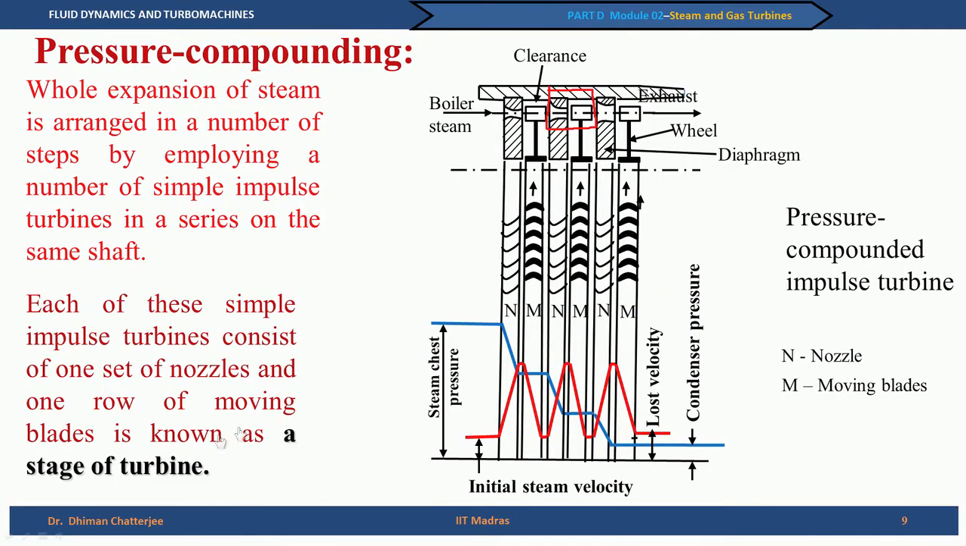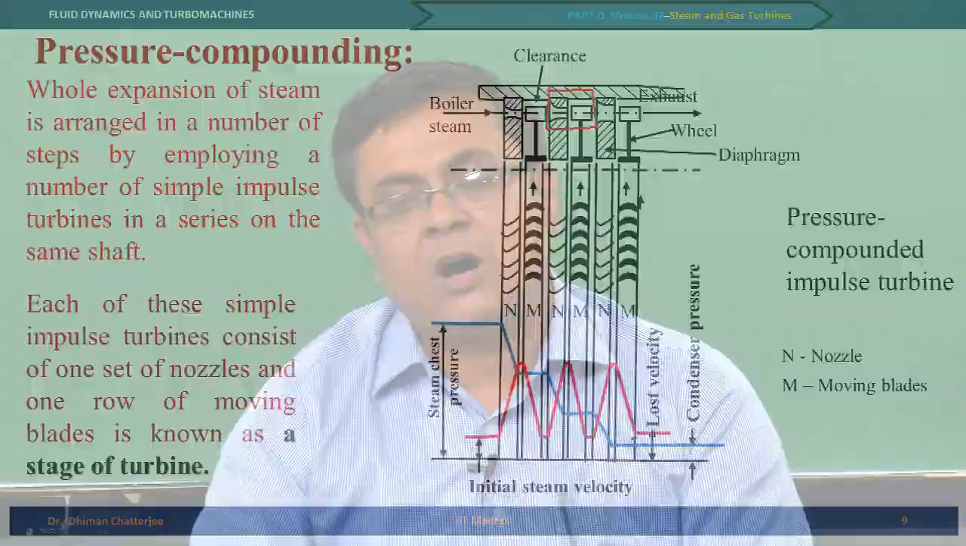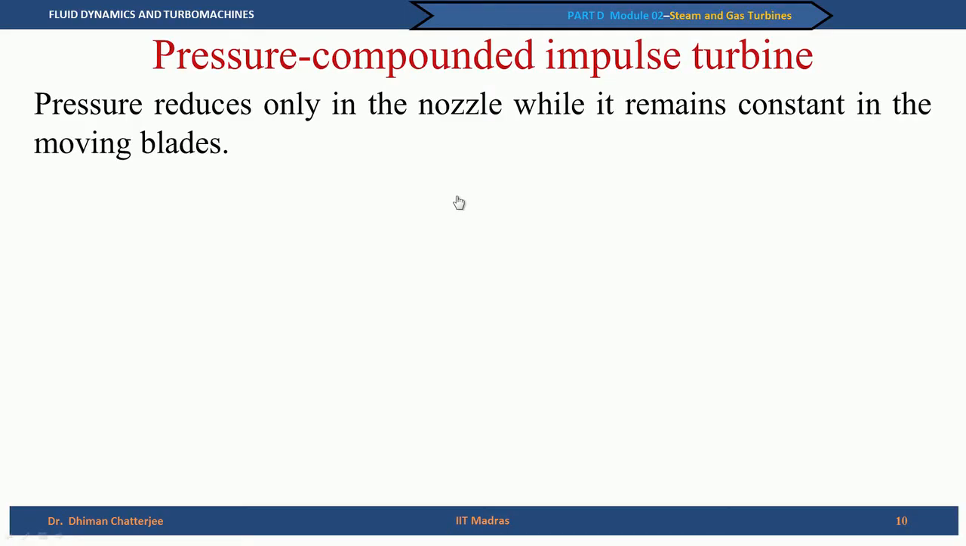And as I said, this is called a stage of a turbine. So, if somebody asks you what one stage of a pressure compounded impulse turbine comprises, you should be able to say it comprises a nozzle and a rotor or a moving blade. Let us continue the discussion.